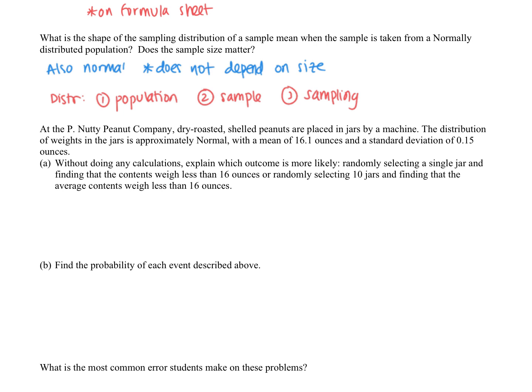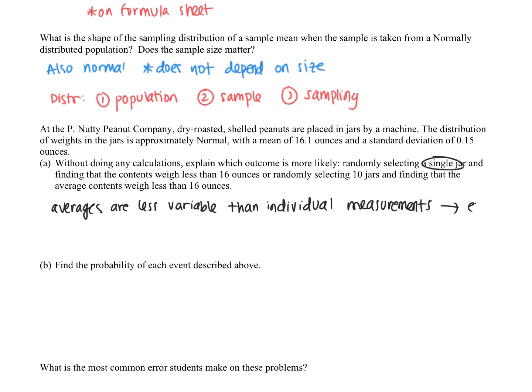You guys have the right idea. So which one is more likely? Single jar. And if we want to know why, we said this, averages are less variable. Averages have less variability than individual measurements. So we would expect a sample mean, so that's an x bar of 10 jars, to be close to 16.1 ounces, which is the mean.